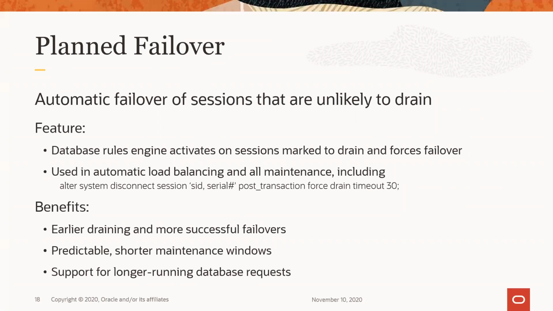So as soon as the database knows it's supposed to be draining, it'll mark all the sessions to drain, including, you know, look at all the database requests. But it knows statistically that this one or these other ones are not going to drain. It's very unlikely. So I'm just going to fail them over right now and carry on. Faster, simpler, and predictable, shorter maintenance windows, at least for the draining, okay?